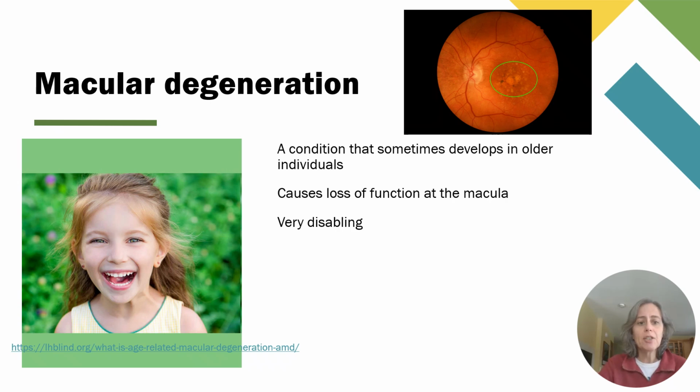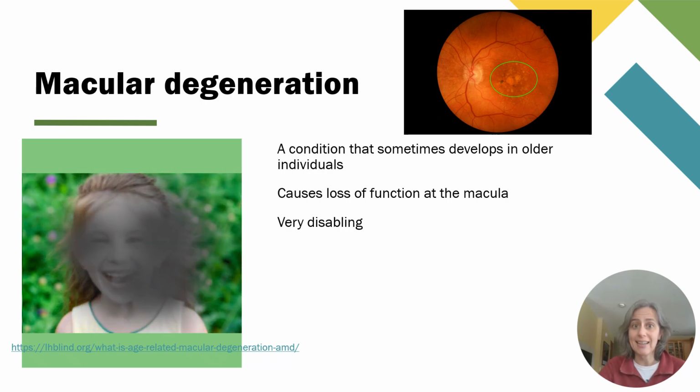So in this image, let's imagine this is someone's grandchild, this little girl that we're seeing. For someone with macular degeneration, if they were looking at her, it would look more like this, right? So as you can imagine, this is very disabling. It can be hard to see because you can't see what you're looking directly at, and you also can't see with that precision and focus that we need to be able to discern things.